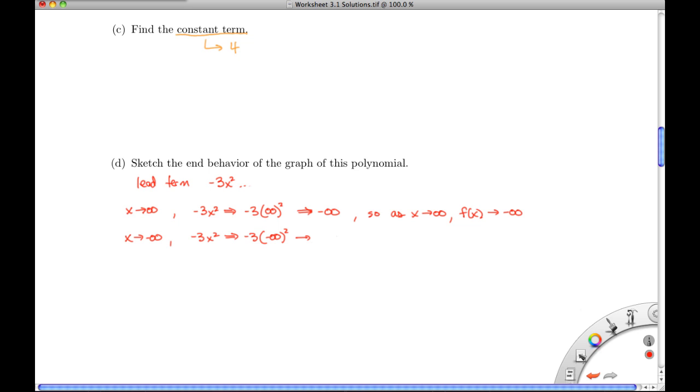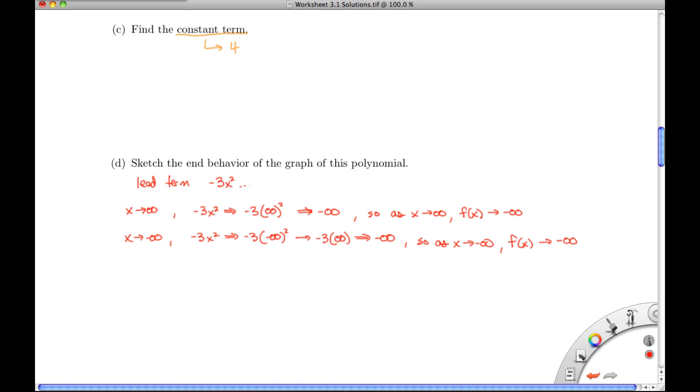Well, if we took a really big negative number and squared it, we'd get a really big positive, and then if we took that really big positive number and multiplied it by negative 3, this is going to head off to negative infinity. So as x goes to negative infinity, f of x also goes to negative infinity.